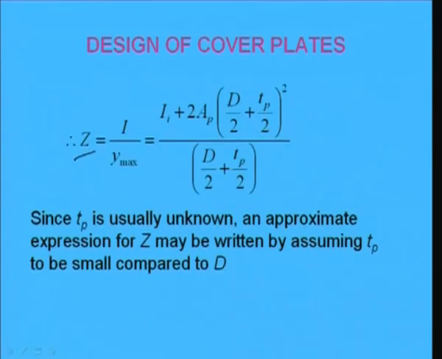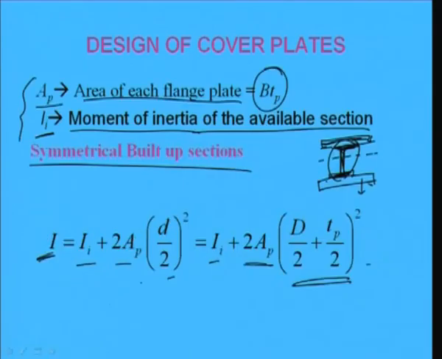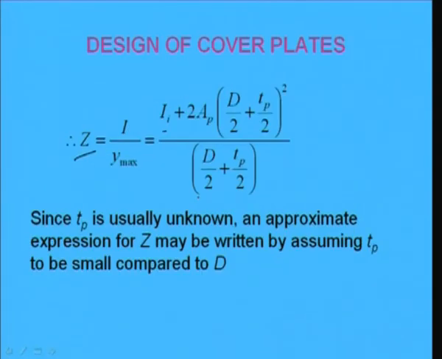Now, Z will become I by Y max, right. So, I means this one which we have found here. So, I by Y max is this one, right, with D/2 plus T_P/2, because D plus T_P is the total. If I draw here, it will be clear. Say I is this one and this is the plate, right.